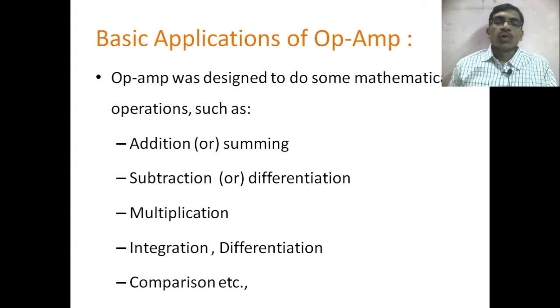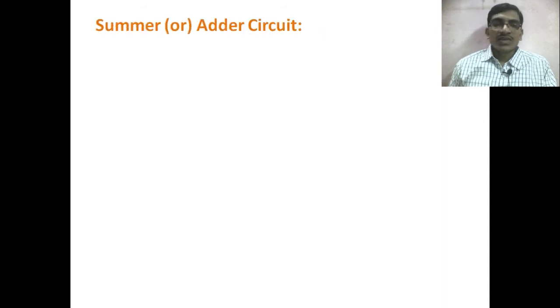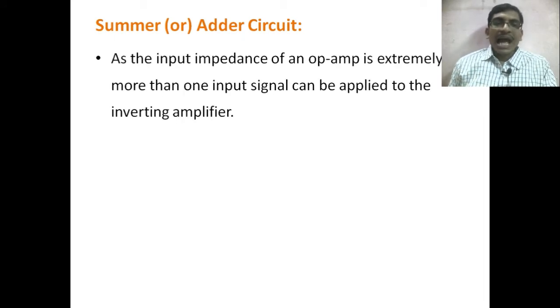First we will see the addition amplifier or summing amplifier, the summer or adder circuit. So what is the summer or adder circuit? The circuit which adds the input signals, or which sums the input signals, is called an adder circuit. As the input impedance of our op amp is extremely large, more than one input signal can be applied to the inverting amplifier.